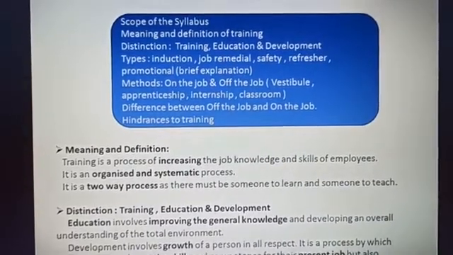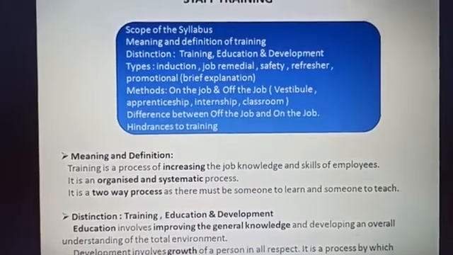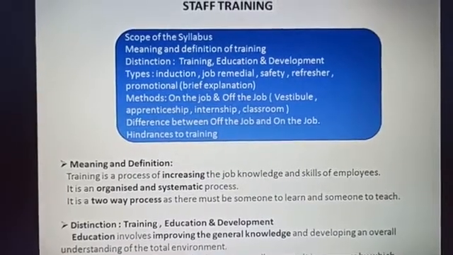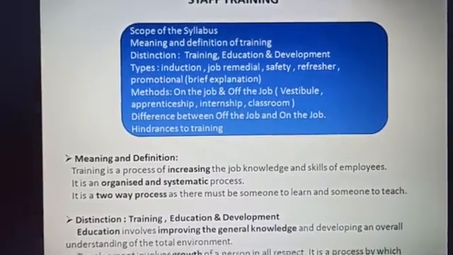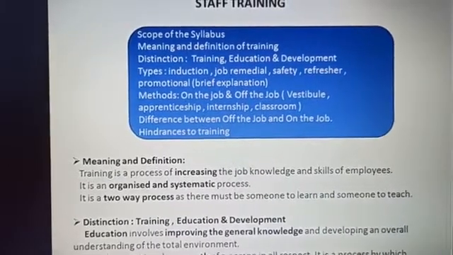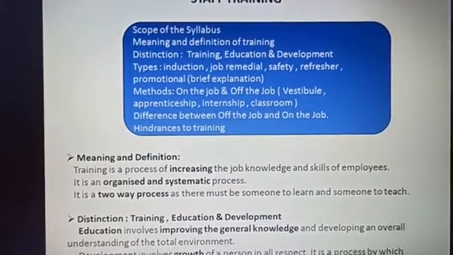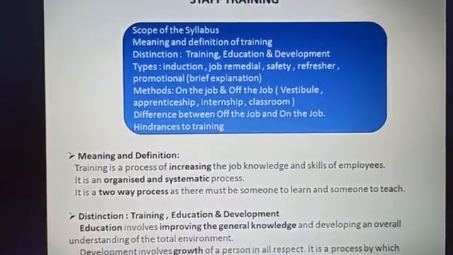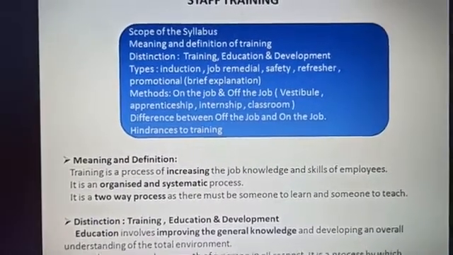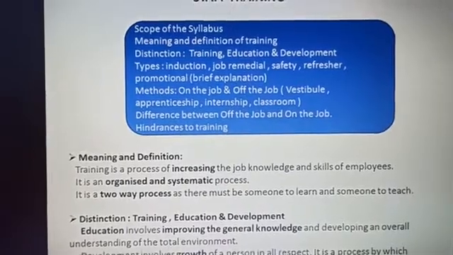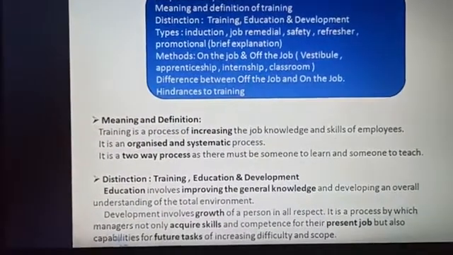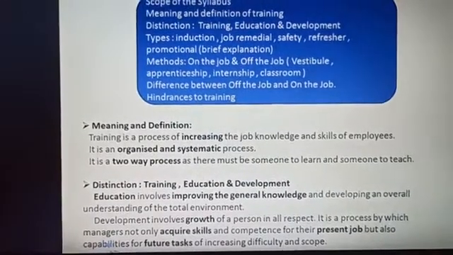Methods of training, that is on-job and off-job. And off-job training can be classified into vestibule, apprenticeship, internship and classroom. Difference between off-the-job and on-the-job training and hindrances to training. Today, we are going to take up the first 3 topics from this scope of syllabus. Number 1, meaning and definition.